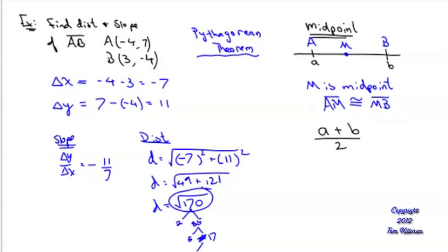It's the same thing as if you took 2 tests and you want to know what your average is: you would add them together and divide by 2. So it's the average of the coordinates. That's our whole technique to find the midpoint of 2 points, finding the average of the coordinates.